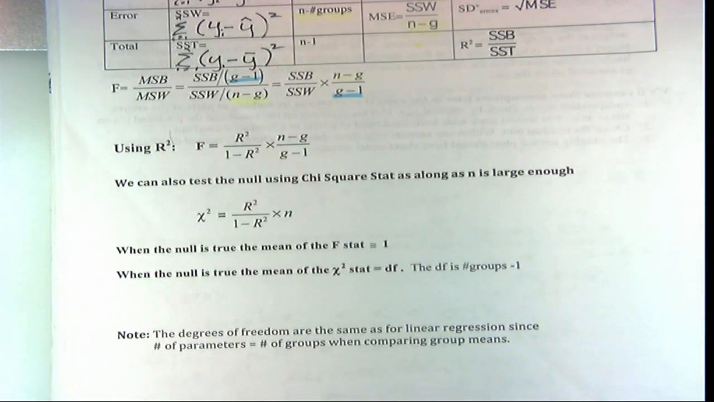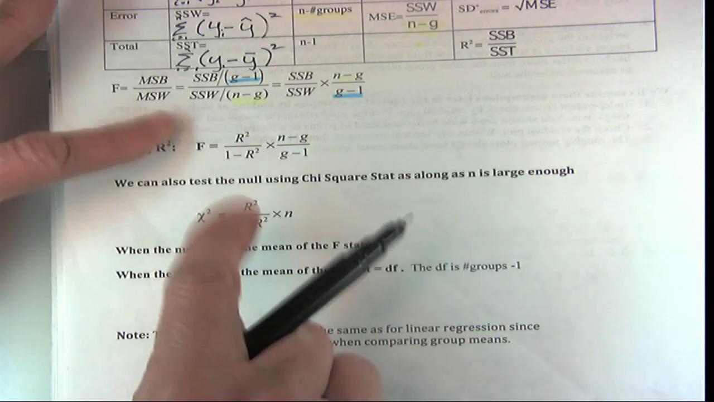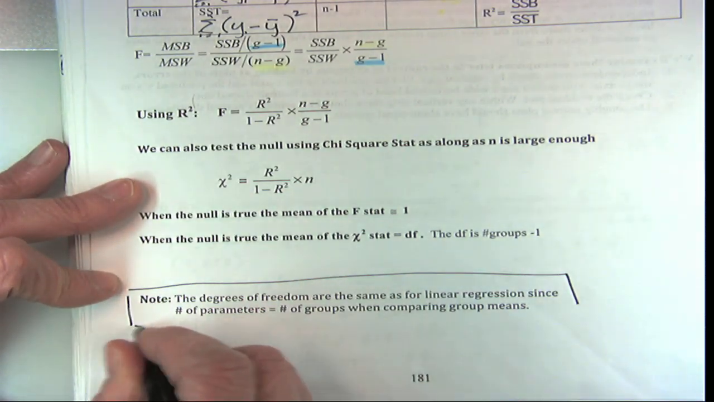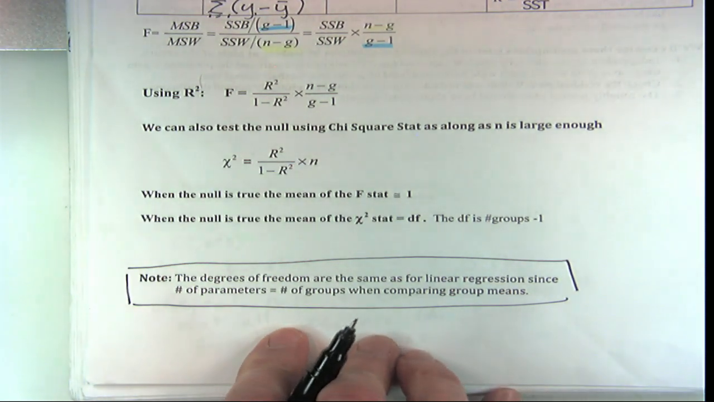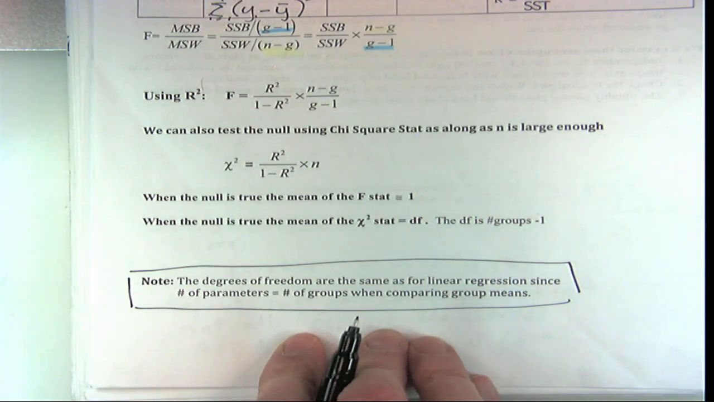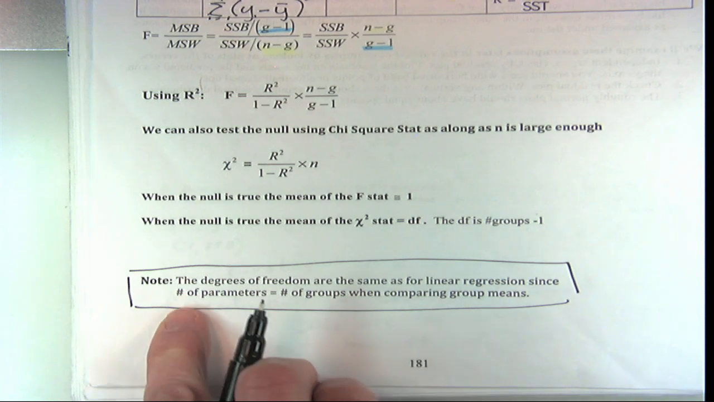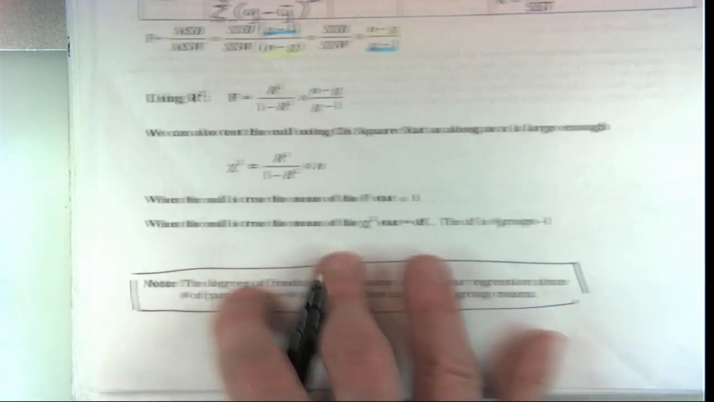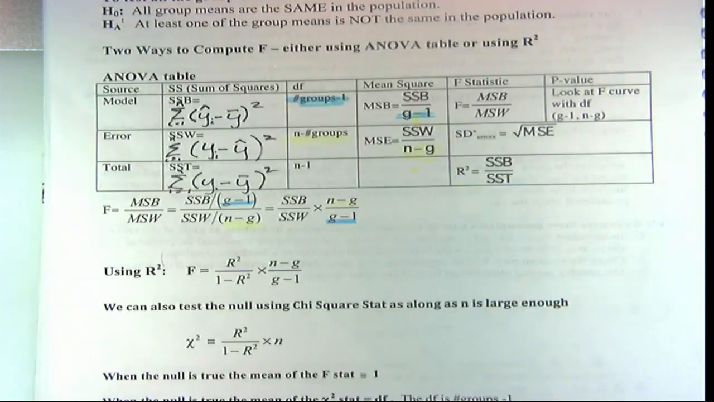Okay? And you need to know these. And also, whenever you're doing those Z or T tests, the number of parameters is the number of groups. And then you know it all.